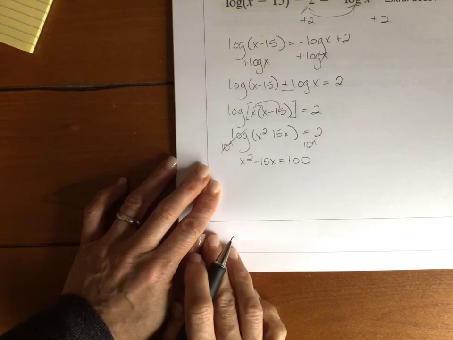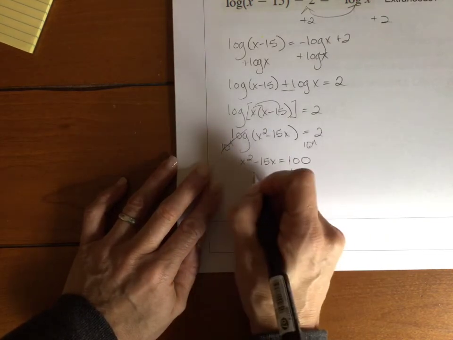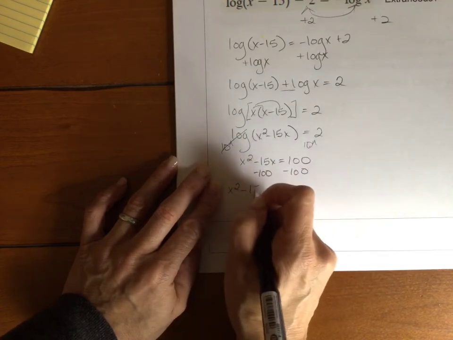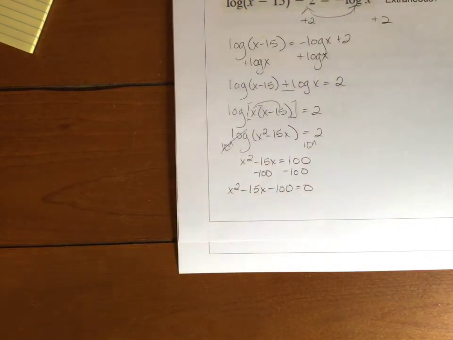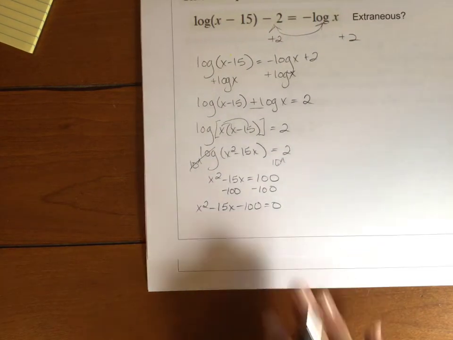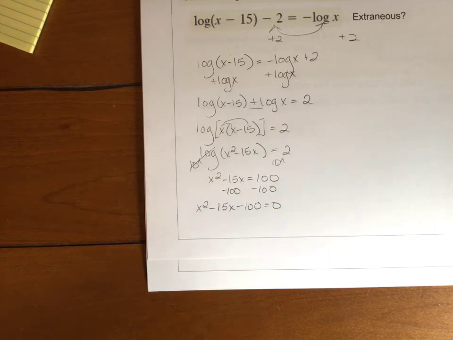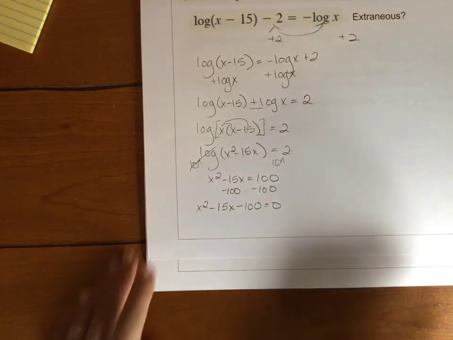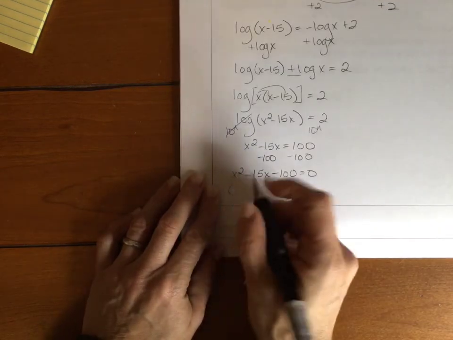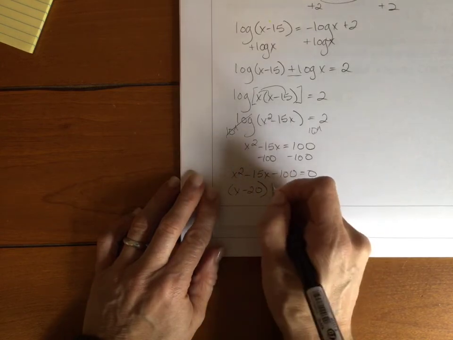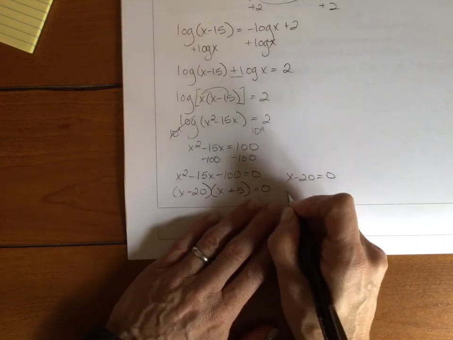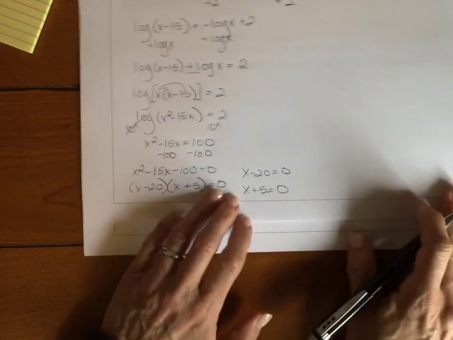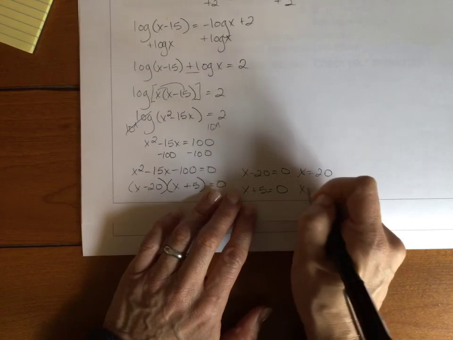Well, this looks like it's a quadratic, and how do we solve quadratics? We need to have everything on one side. So I get x squared minus 15x minus 100 equals 0. And I can either factor or use quadratic formula. So let's see if we can think of two terms that multiply to be negative 100 and add to be negative 15. And I think we have x minus 20 times x plus 5 equals 0. If I set both of those equal to 0, I get two answers. x equals 20 and x equals negative 5.